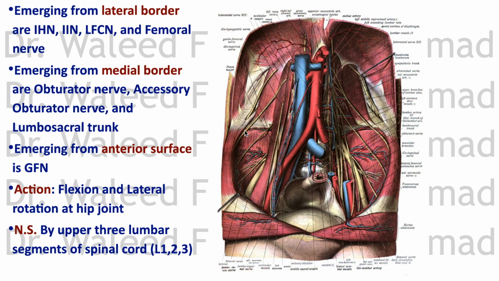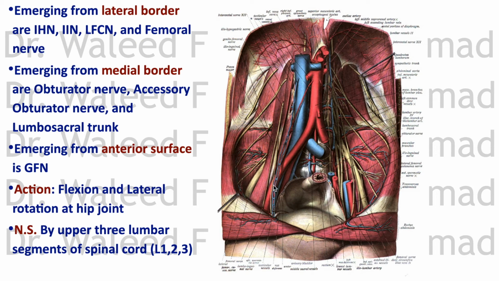The structures emerging from the muscle. From the lateral border, we have the iliohypogastric nerve, the ilioinguinal nerve, the lateral femoral cutaneous nerve, here the subcostal, this is the iliohypogastric, this is the ilioinguinal, and the lateral femoral cutaneous nerve, and the femoral nerve, as you can see here.